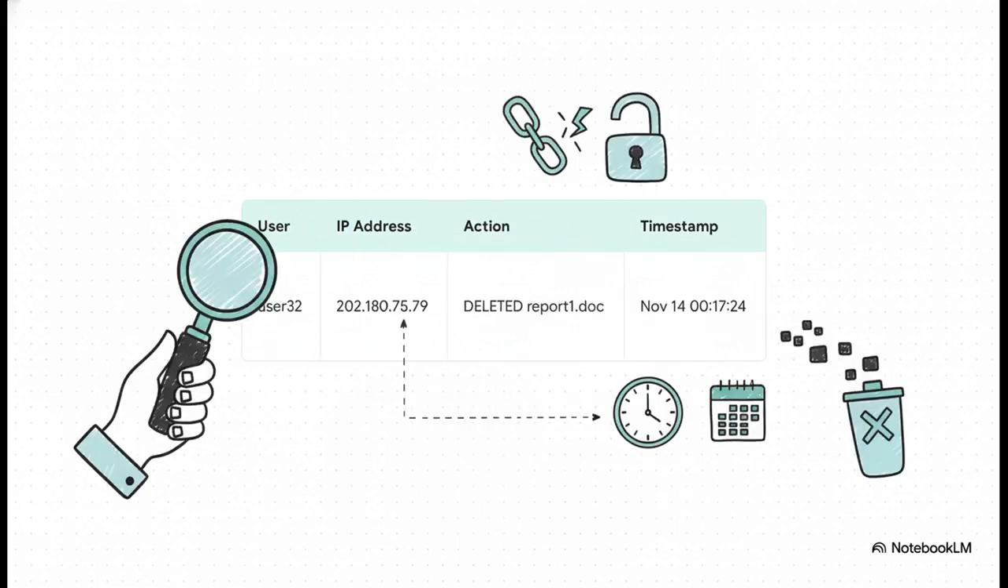Application logs give you that next layer of detail. This simplified log from a file server doesn't just show who logged in, it shows you exactly what they did. We can see plain as day that user 32, coming from that specific IP address, deleted a specific file at a specific time. It's a complete record of the crime itself.